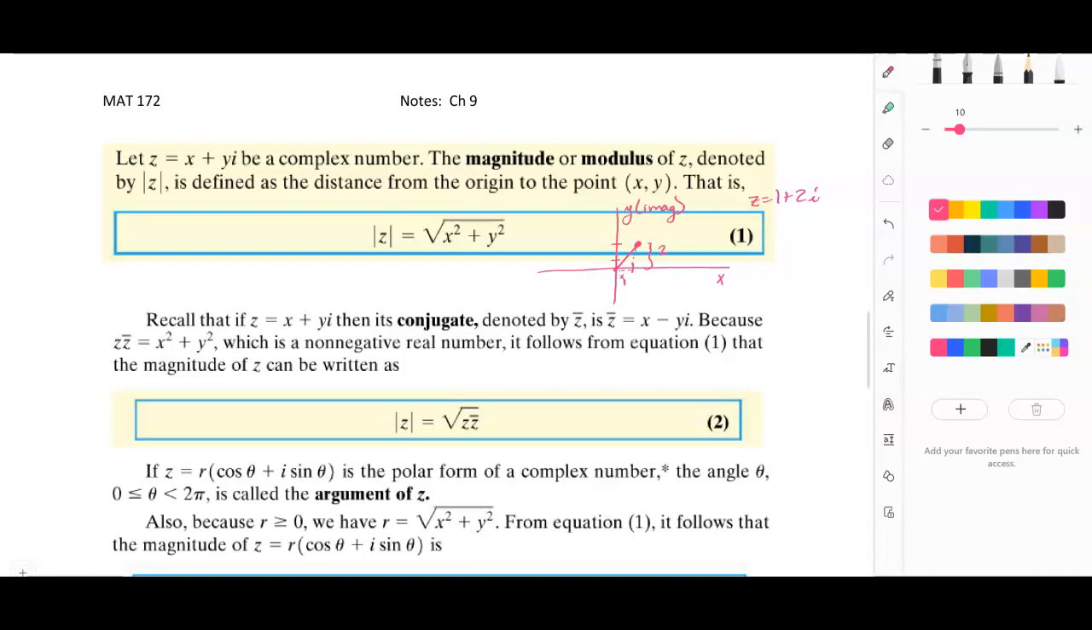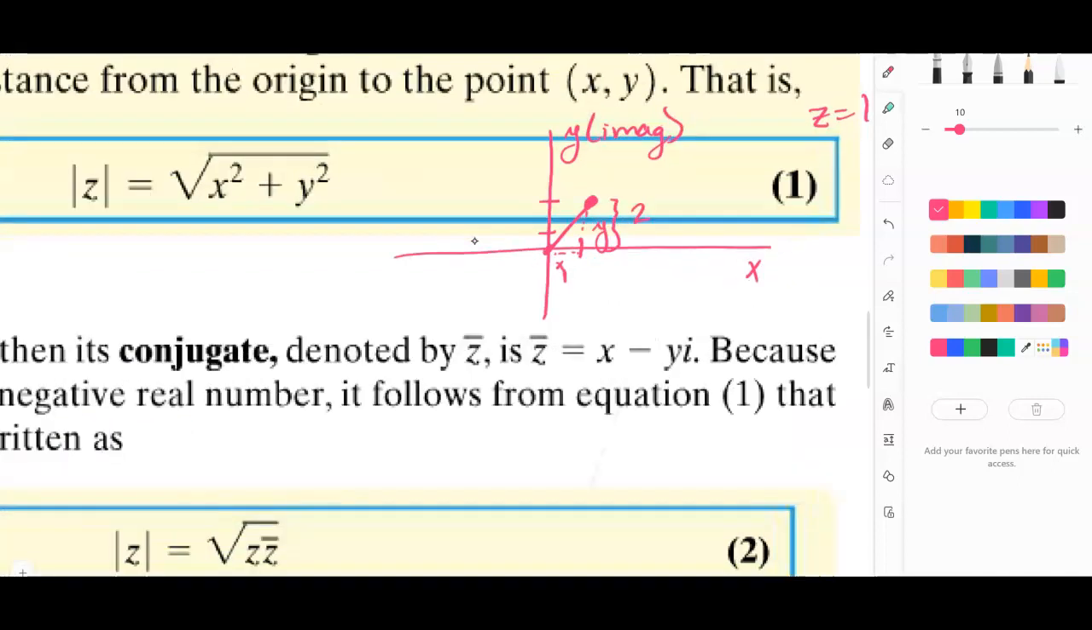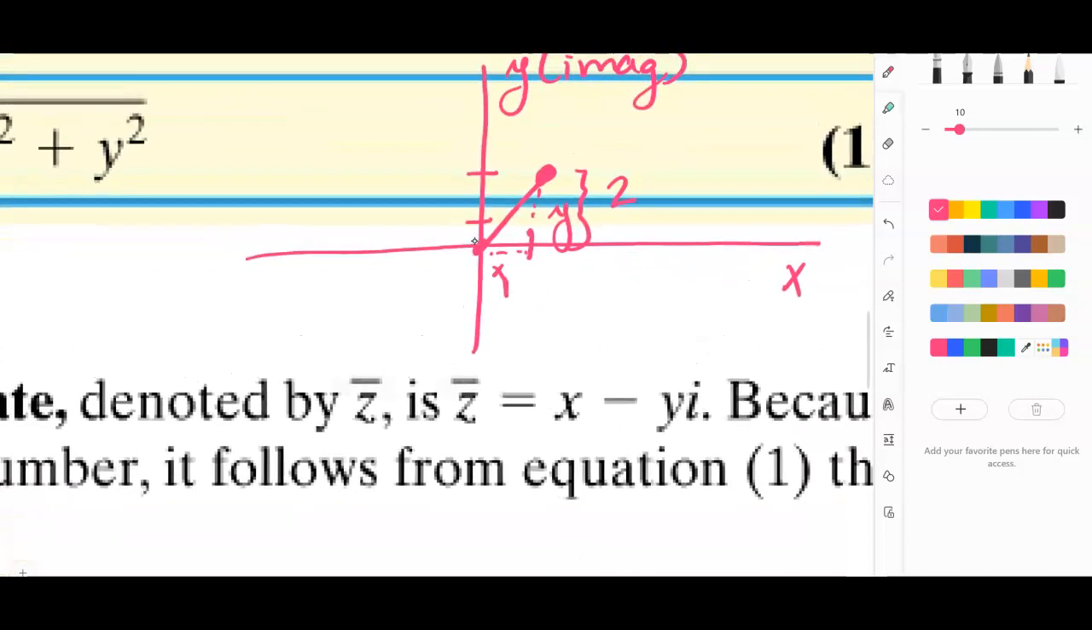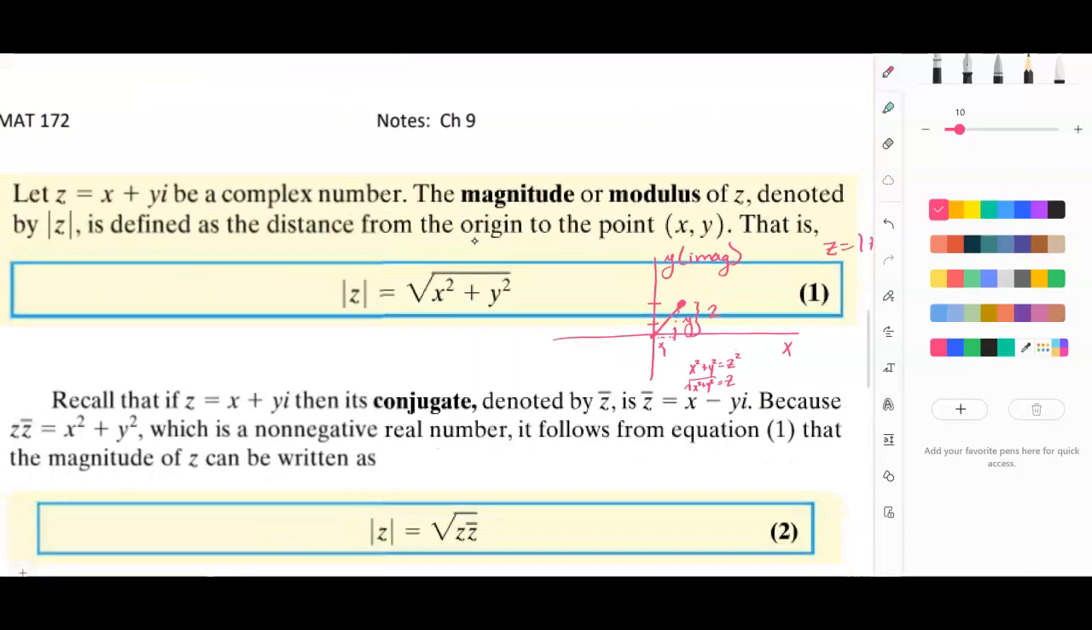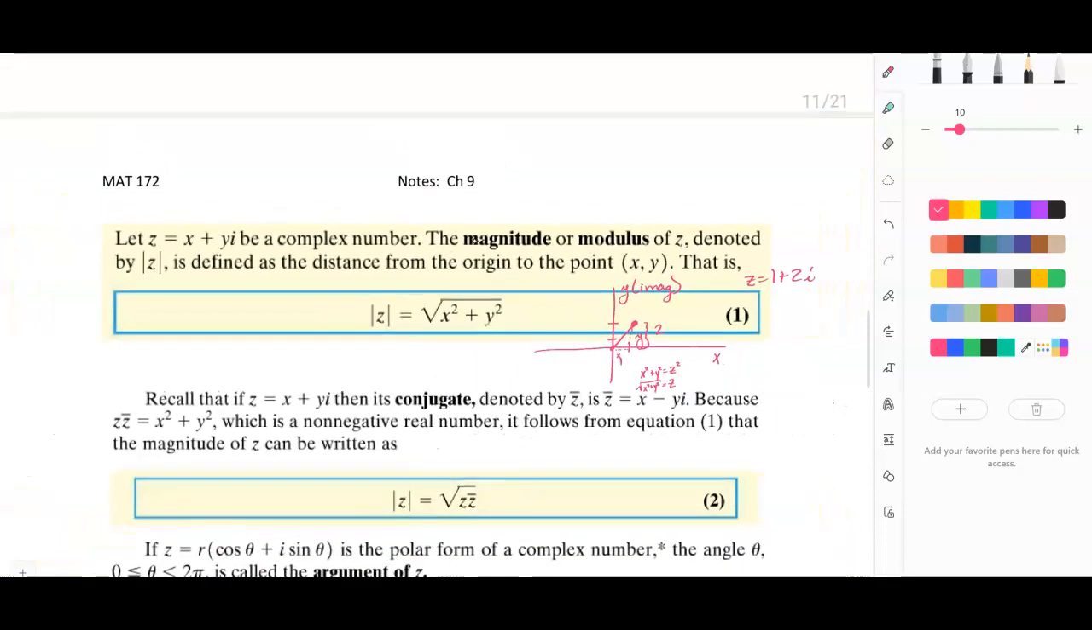So I'm thinking about this as x and this as y. If I think about the Pythagorean theorem, which is what's tying everything together with that right triangle, x squared plus y squared is going to be equal to my distance here, which they're calling z squared. So z would be equal to the square root of x squared plus y squared. And we call that distance the modulus or the magnitude. That's how long that is.